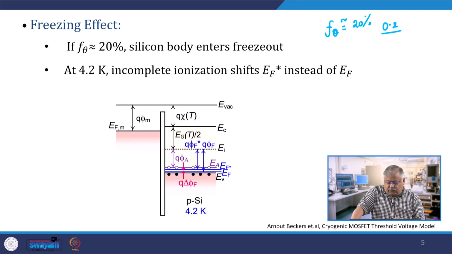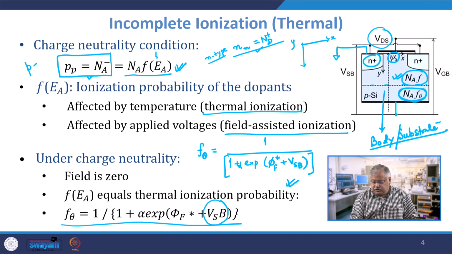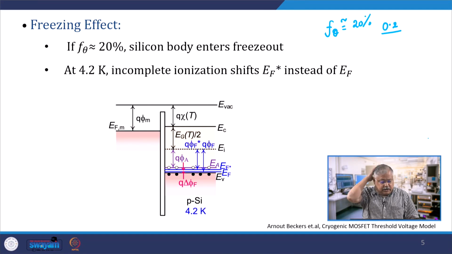So, just one thing I want to refer to before we move forward, this is referred to as the body, or also referred to as a substrate. So, this is a body or a substrate which you see in this case. Now, as you can see, F theta is approximately equal to 20%. When F theta is equal to 20%, it freezes out. Now, the value of the impact ionization factor depends upon many other external sources. As I discussed with you, there will be thermal assisted and field assisted ionization.